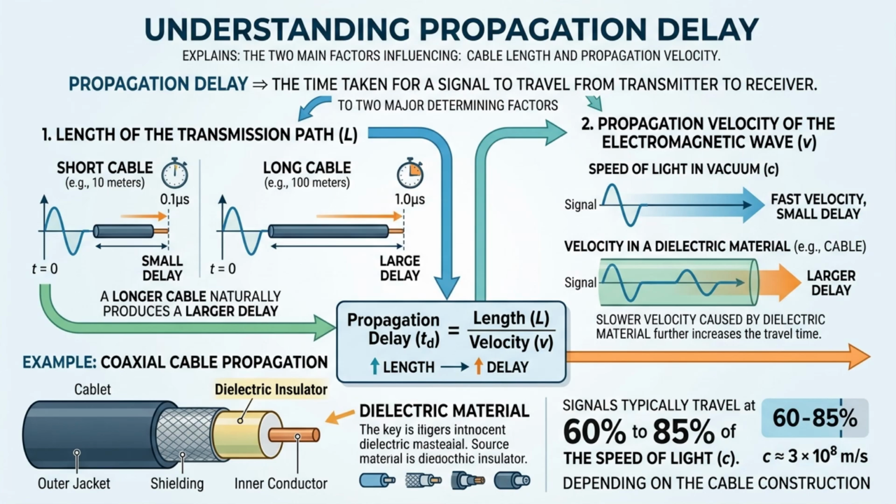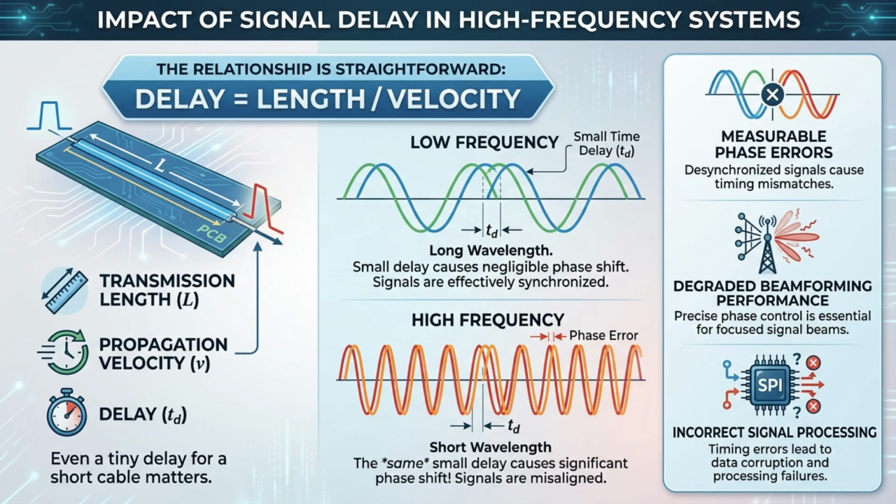For example, signals typically travel through a coaxial cable at only 60% to 85% of the speed of light, depending on the cable construction. The relationship is straightforward. The delay equals the transmission length divided by the propagation velocity. Although the delay for a short cable may only be a few nanoseconds, these tiny delays become extremely important in high-frequency systems where signals must remain synchronized. Even a small timing difference can produce measurable phase errors, degraded beamforming performance, or incorrect signal processing.